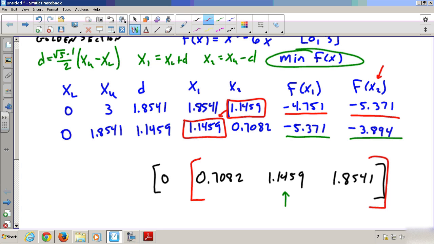What have I gotten rid of? I've now gotten rid of this early part. What's my new iteration? My new iteration is going to go between 0.7082 and an upper bound of 1.8541. Okay? That's my new iteration. And then you just keep continuing.